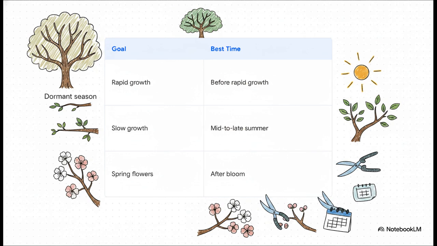Conversely, if you want to aggressively control size and actually slow down plant growth, wait until mid to late summer. By cutting after the big spring flush, you significantly reduce the leaf area for the remainder of the season, effectively starving the tree of excess energy and dwarfing its growth. Oh, and if you're growing flowering trees, make sure you prune them immediately after they bloom in the spring. Otherwise, you might accidentally cut off all of next year's flower buds.